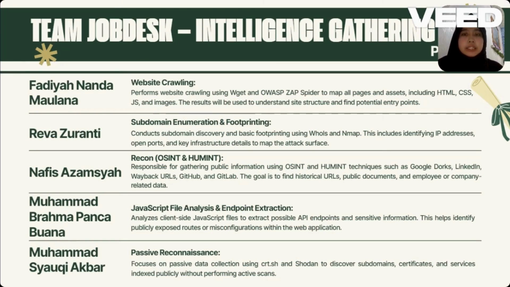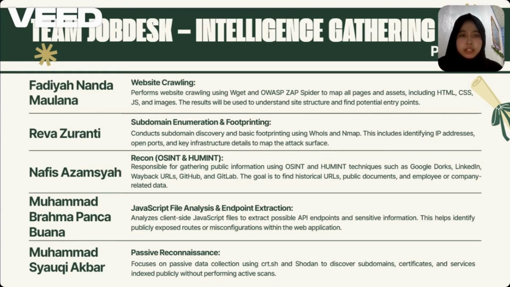Alright, let's talk about how we did the second step, intelligence gathering. In this slide, you can see how we split the jobs among the team members to cover the entire attack surface on the client. Fadiana Maulana did website crawling. This means she used tools like wget and OWASP ZAP Spider to find and map all pages and files. Reva Zuranti focused on subdomain enumeration and footprinting, finding key details like IP addresses and open ports.